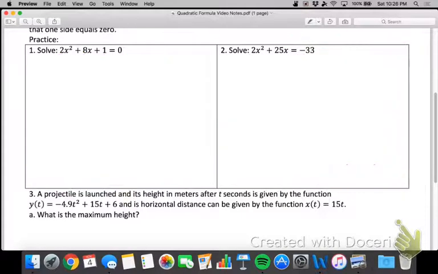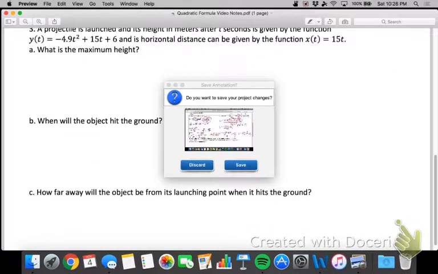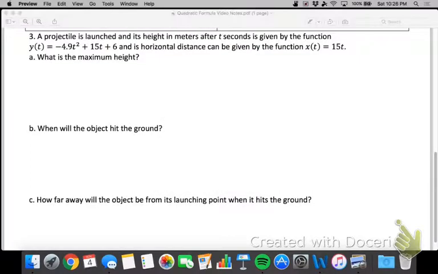So this one's a word problem. We have this projectile motion problem. A projectile is launched and its height, in meters after t seconds, is given by this function: y of t is negative 4.9 t squared plus 15t plus 6. And its horizontal distance is given by the function x of t equals 15 times t.